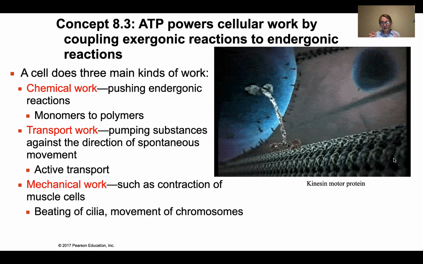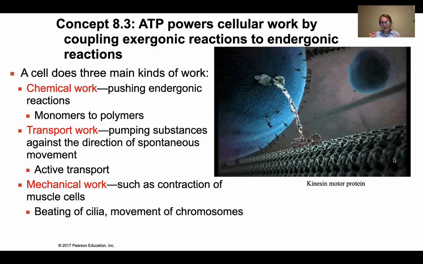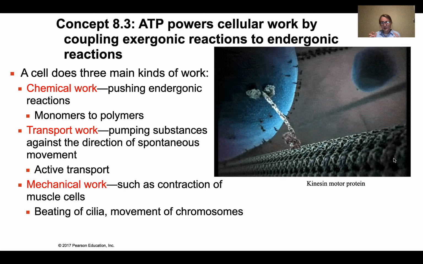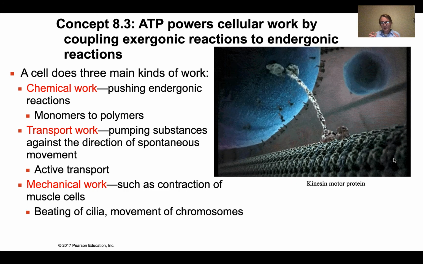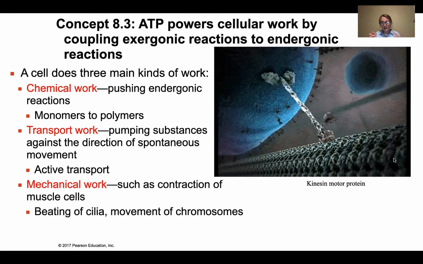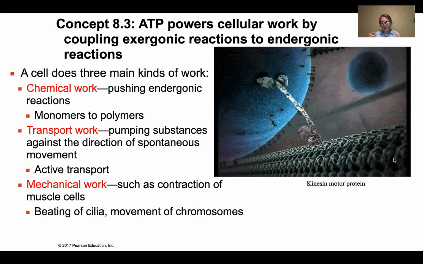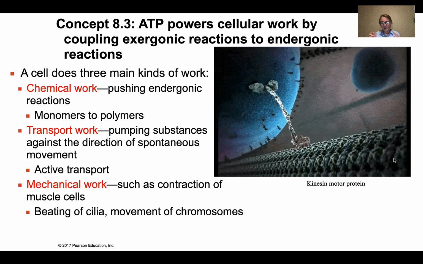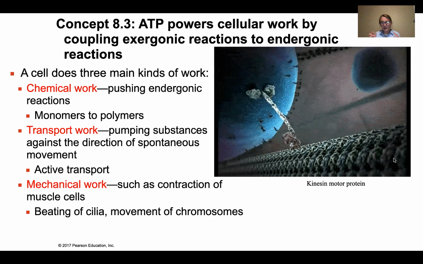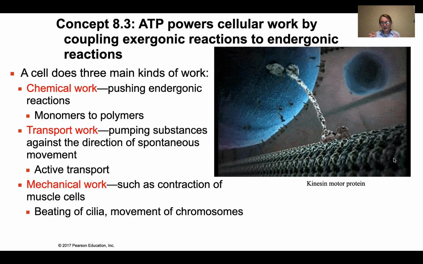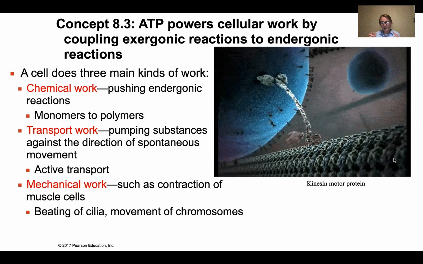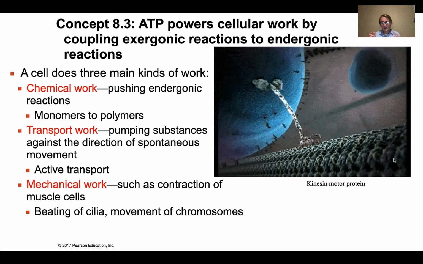So ATP, we heard it's possessed by energy. And this energy in ATP powers cellular work by coupling, or pairing, exergonic reactions and endergonic reactions. So reactions that are spontaneously happening and reactions that are not spontaneously happening. They couple those together to keep them moving on. And why do we need to keep them moving on? Because our cells have to perform work.